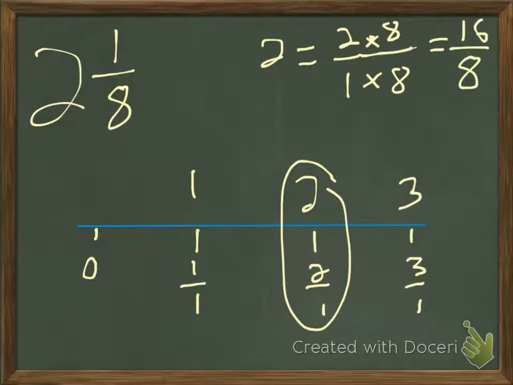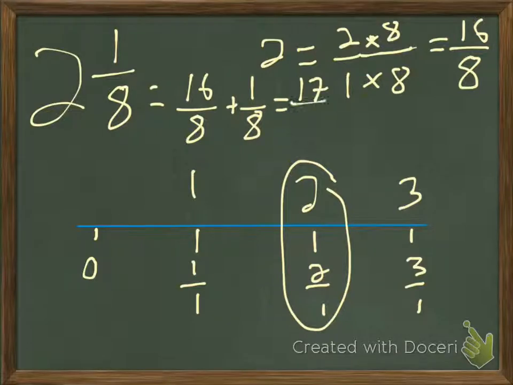So now let's look at it from a different angle. We have 16 over 8 plus 1 over 8. And we can add up the numerators, retain the denominator. We have 17/8 as the final result.